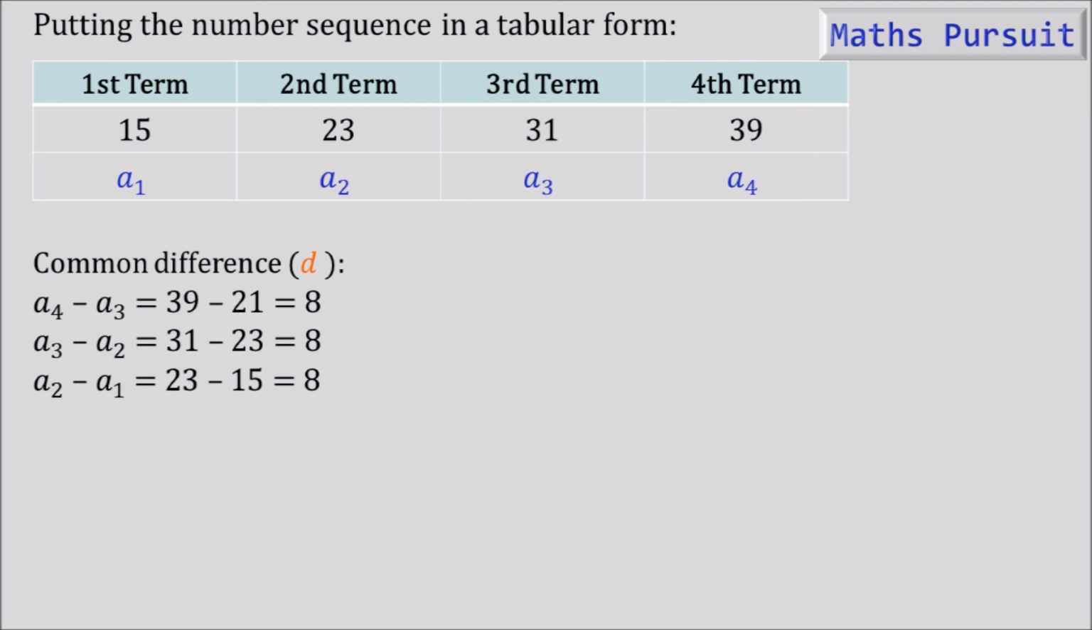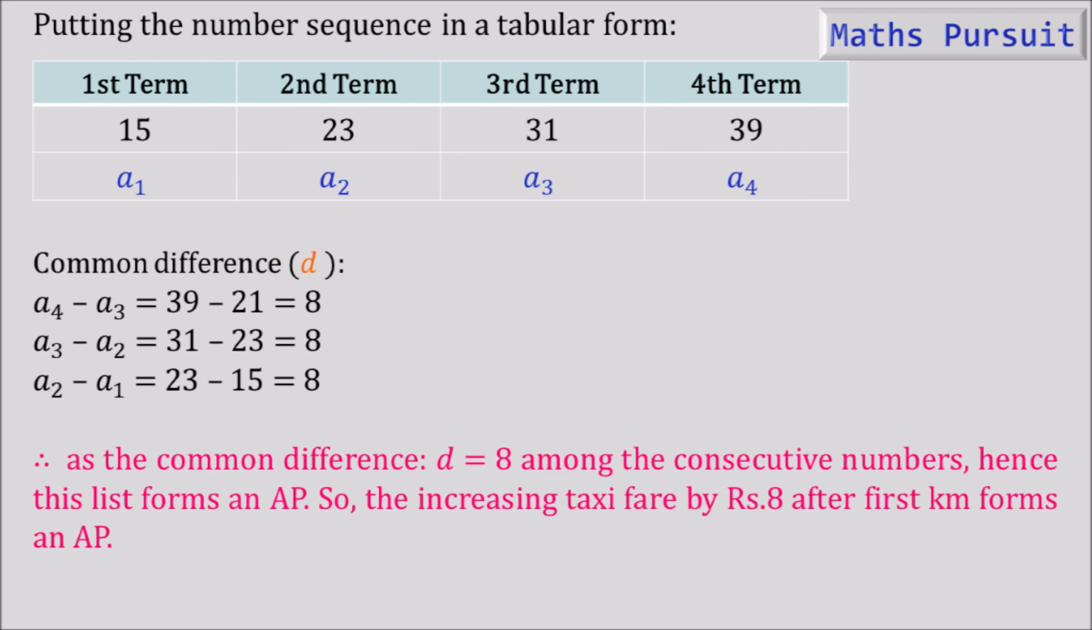We very well know that if there is a common difference, then this number series is an arithmetic progression. So we can say that the common difference d is equal to 8 among the consecutive numbers. Hence this list forms an arithmetic progression. So the increasing taxi fare by rupees 8 after the first kilometer forms an arithmetic progression.